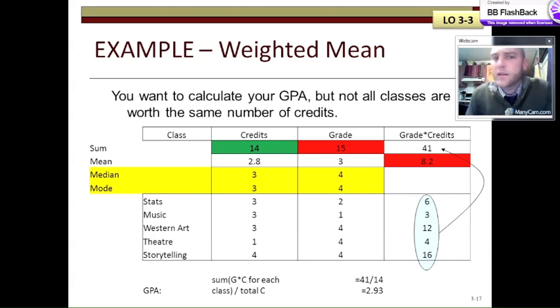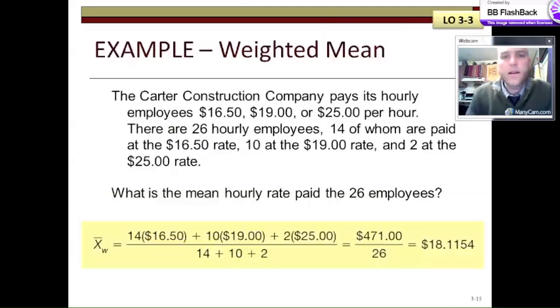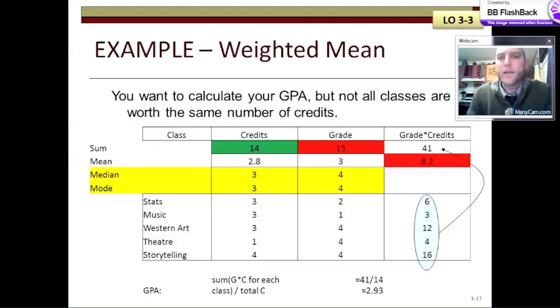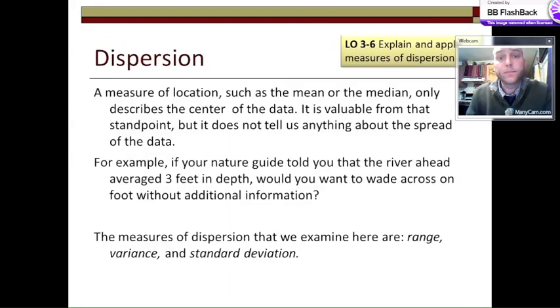41 divided by your total number of credits, which is 14, gets you your GPA, your grade point average of 2.93, just below a solid B. That's the classic example of how we're used to seeing the weighted mean. The weight's based on the number of credits, and the grade is the value you get there. But this example of employees and how much money they make per hour, I think, is another good example.